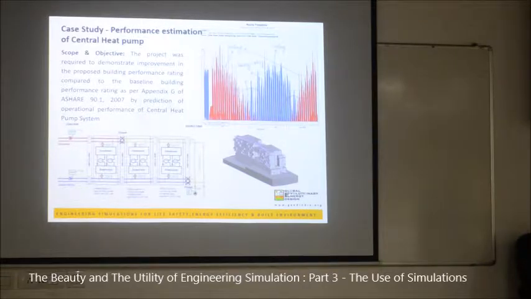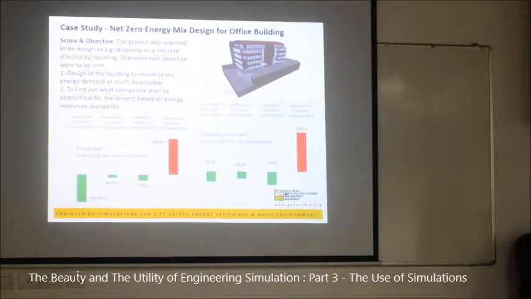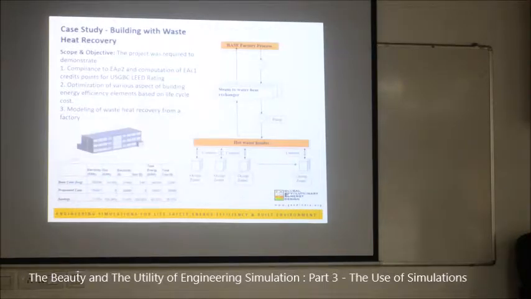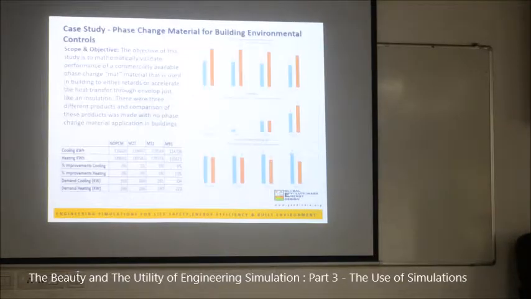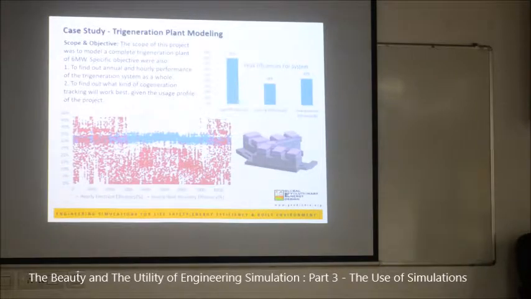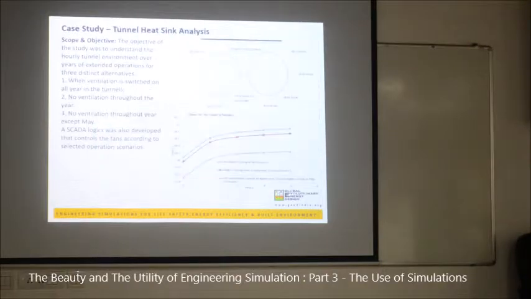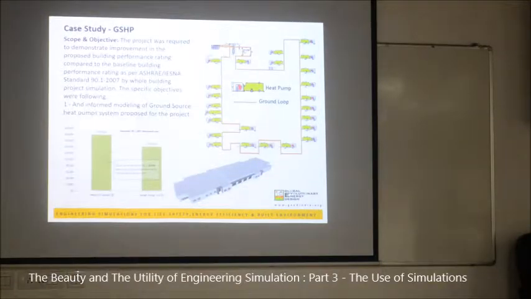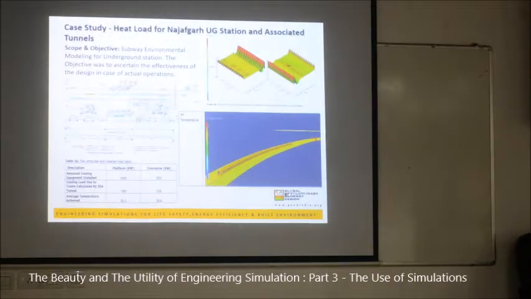Like, this is a central heat pump system. This is a data center free cooling. This is reporting of energy efficiency, net zero energy building, building waste heat recovery. This is Gujarat International Finance City's thermal storage, phase change material, trigeneration, which does a lot of trigeneration things. I'll explain that. This is a data center air management, which is quite near to your area. There's a company Cadence here, so their data center is there. And then district energy systems, tunnel heat sink, central heat pump again, and then ESCO grade modeling, and then heat load, cooling tower performance, heat load for Najafgarh station and all that. Tell me which one you want.